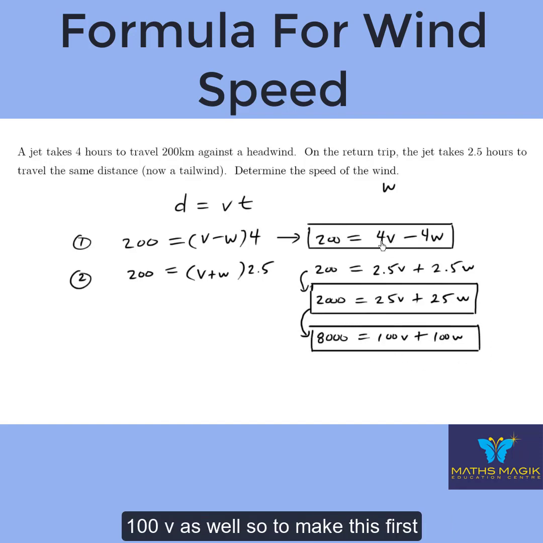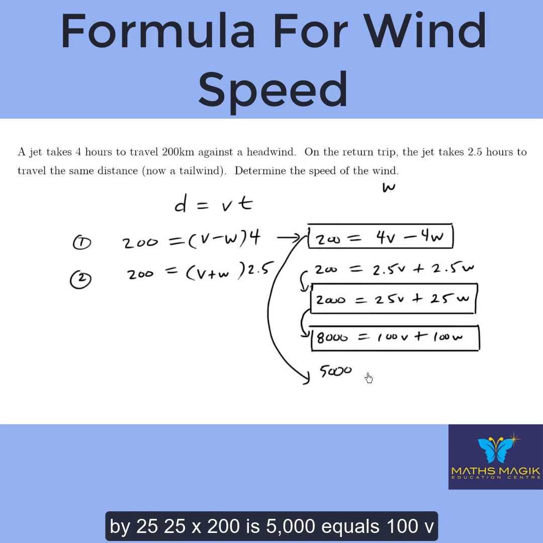Now I want to get this to 100v as well. So to make this first equation have the same v value as the bottom one here, I need to multiply everything by 25, because 25 times 4 is 100. So we're going to focus on bringing this down here by multiplying by 25. 25 times 200 is 5,000 equals 100v minus 25 times 4, which is 100w.